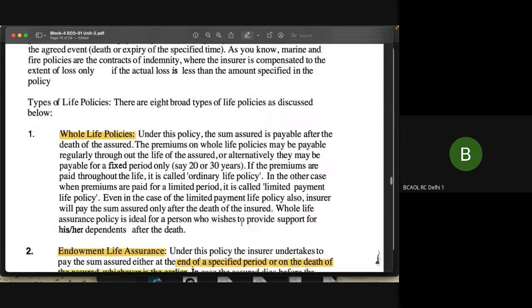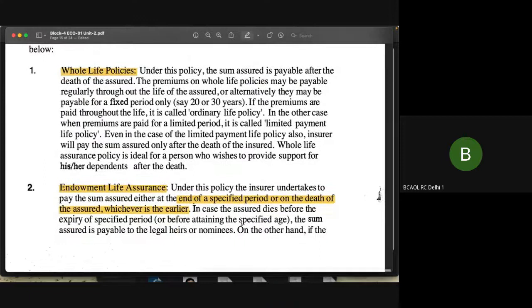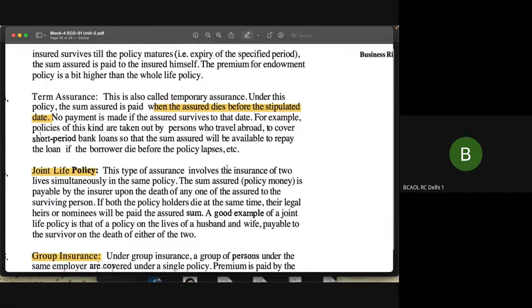Okay, type whole life policy. Like you take out for a life, fixed period. You pay periodic premiums for it, and basically on death you get the money. Endowment is for a specific period, say 10 years, 20 years, or death, whichever is earlier, you get the money. After that, you have term insurance.